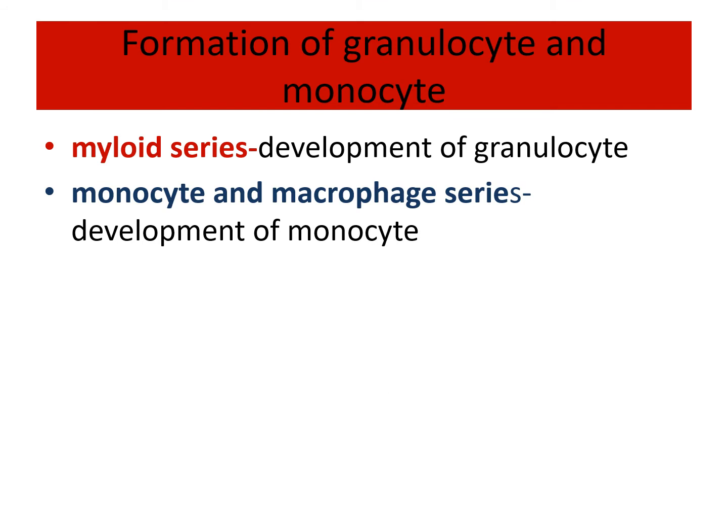The formation of granulocytes and monocytes. There are two series. One is the myeloid series, where there is a development of the granulocytes, and granulocytes, you know, are the eosinophils, basophils, and the neutrophils. And there is a monocyte and macrophage series, where there is a development of the monocyte, and this monocyte is converted into the macrophage.